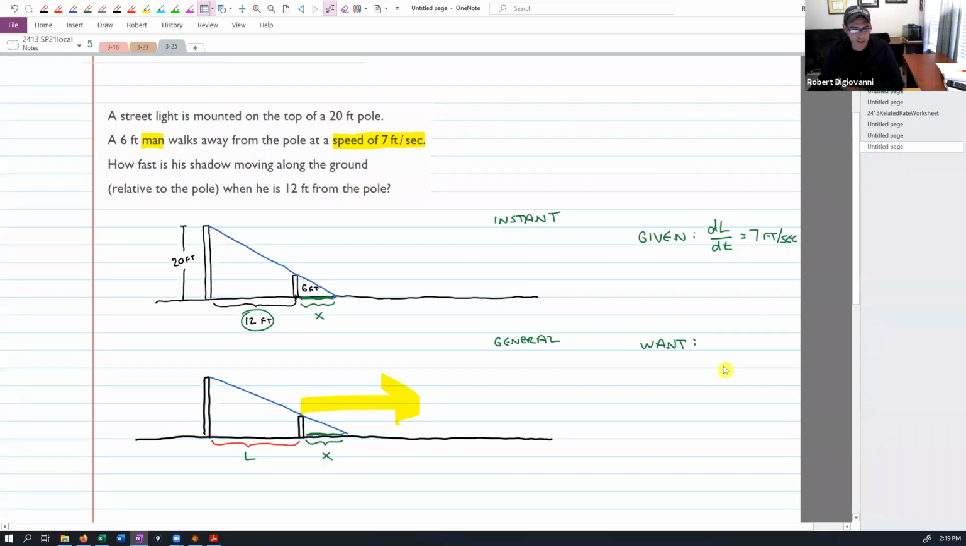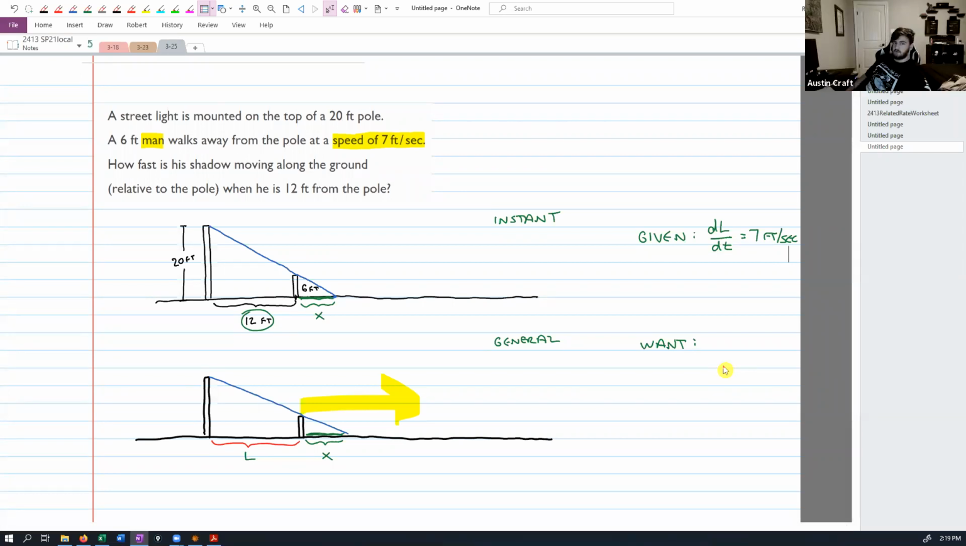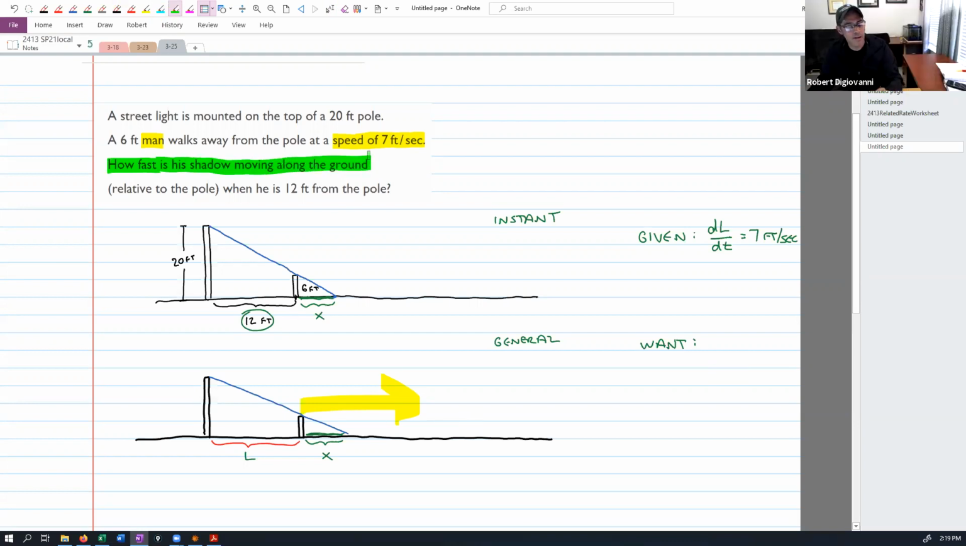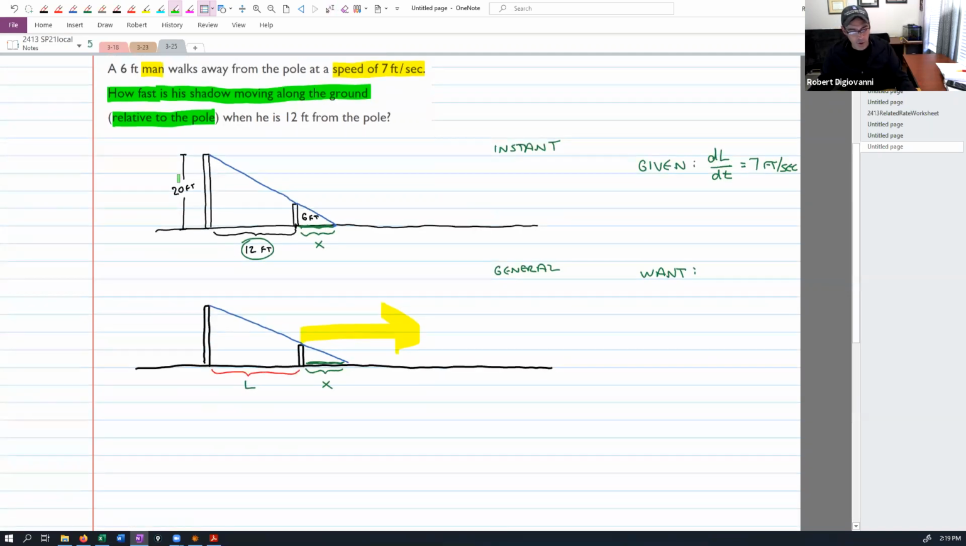What are we trying to find? This is a tough one. This is tricky. You have to be careful here. Trying to find dx/dt? How fast is his shadow moving along the ground, but relative to the pole. Well, unfortunately, in the way we drew our picture, we don't have a distance that represents that. That would be this distance from here to here. We want to know how fast that distance is growing. And since we haven't labeled it, I'm going to call it capital T for total, the total distance, okay?